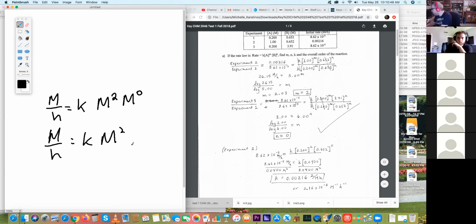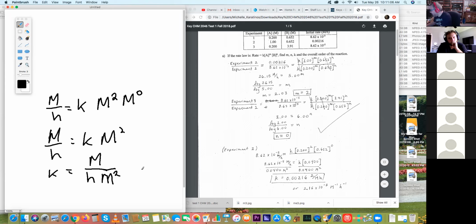Now, I'm just looking at the units here. I'm not looking at the numbers. So to isolate K and get the units, it's going to be molar per hour over M squared, like that.